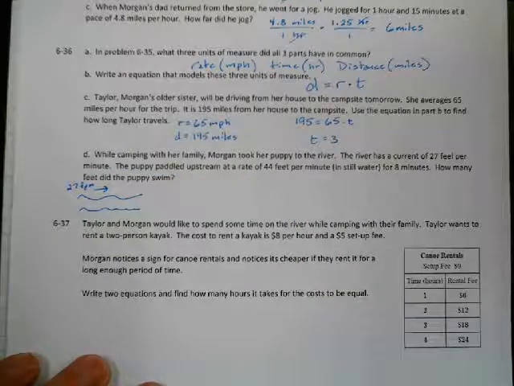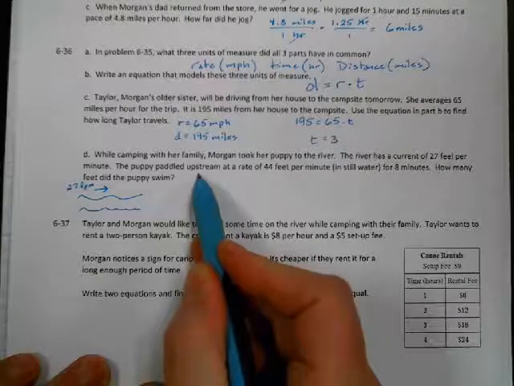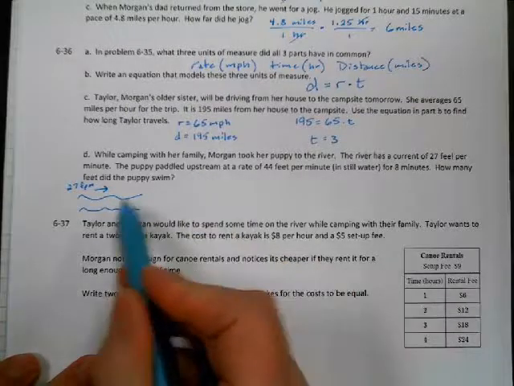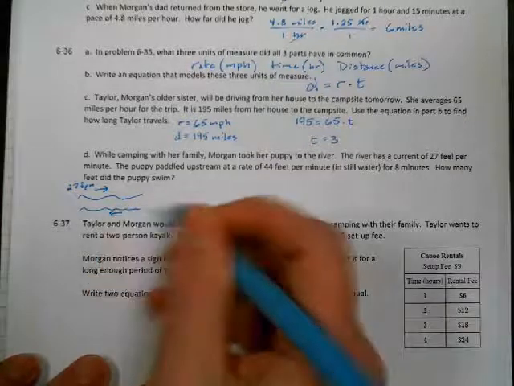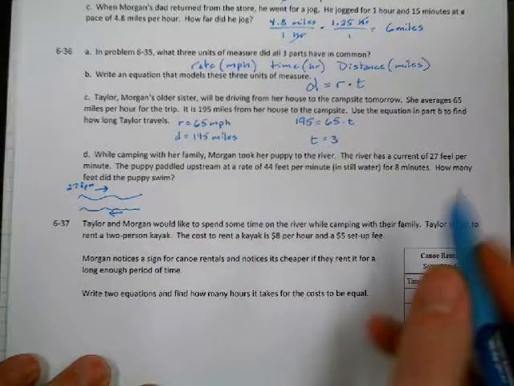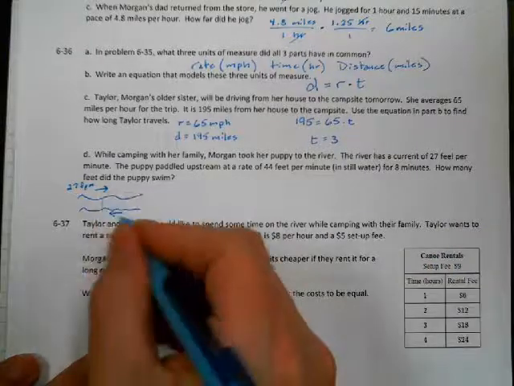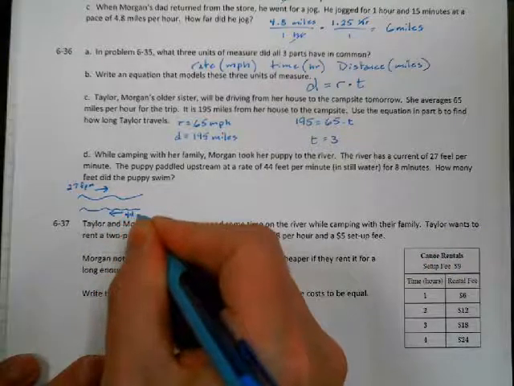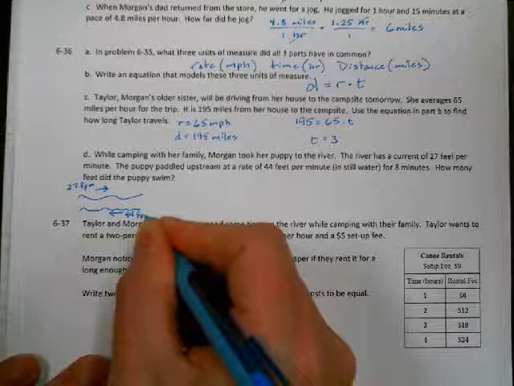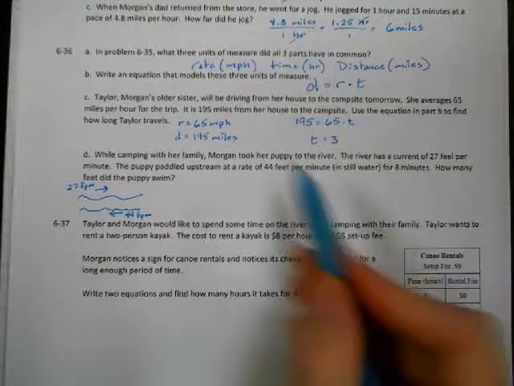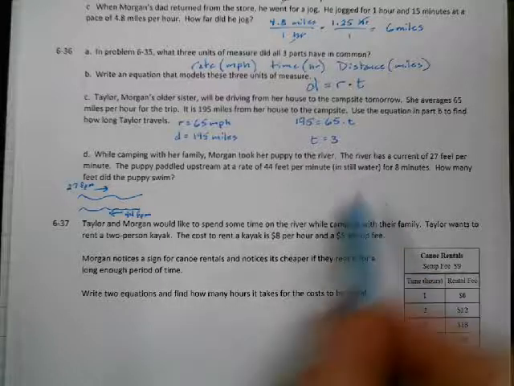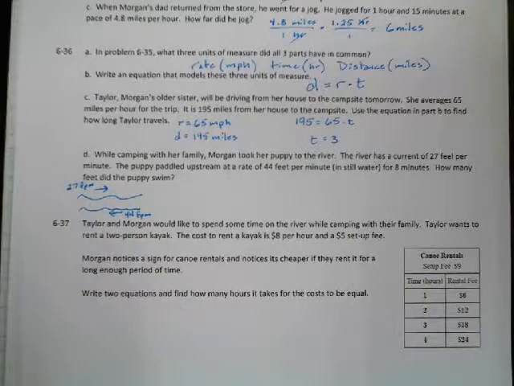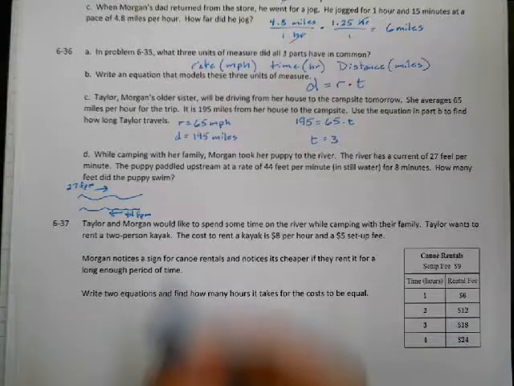Upstream means going against the current. So the puppy is actually going this direction, and the puppy is going 44 feet per minute. That's how fast he's going in still water. Well, this is not still water. This stream is going against him. So the puppy's rate of speed has to have the current subtracted from it.